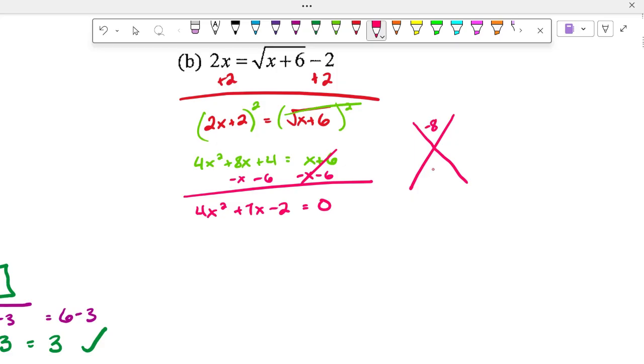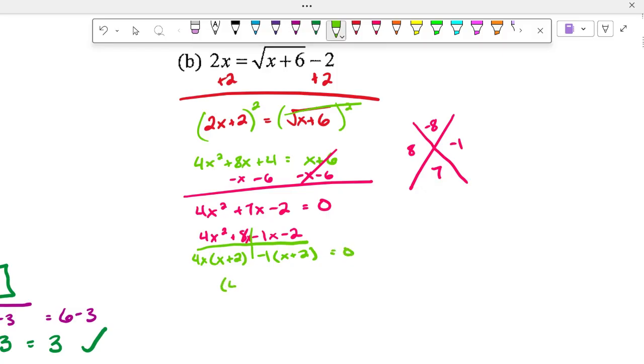-8, bottom. Two factors that multiply to -8 and add to 7: 8 and -1. So this would be 4x squared plus 8x minus 1x minus 2. Yeah, I forgot to put the x. Do a quick grouping. So this will be 4x(x plus 2) minus 1(x plus 2). So my two factors are 4x minus 1 and x plus 2.